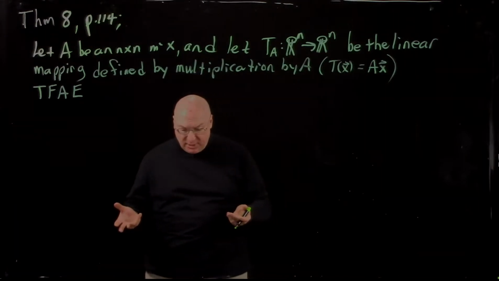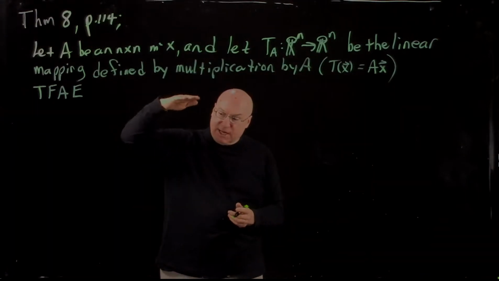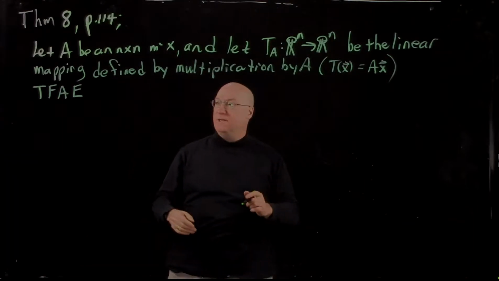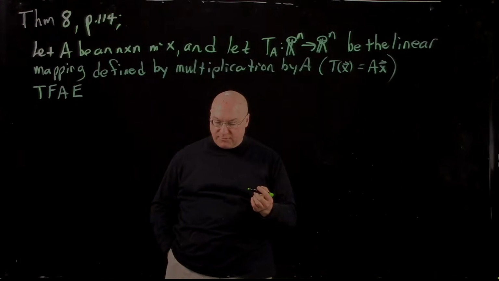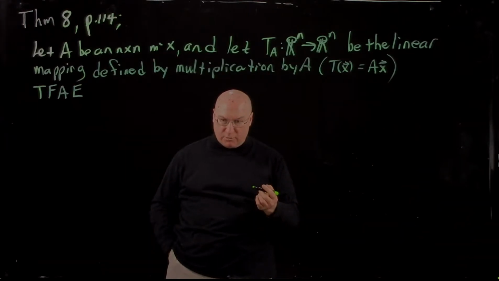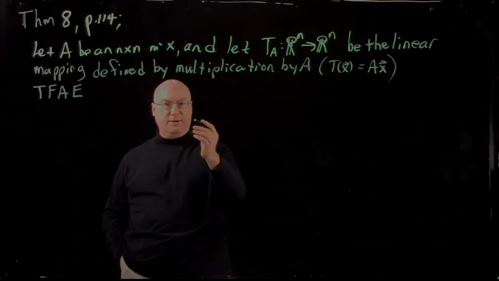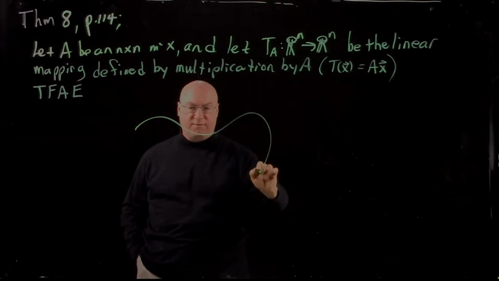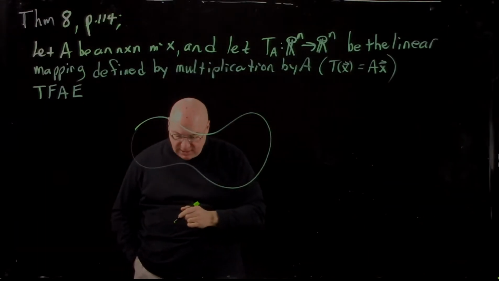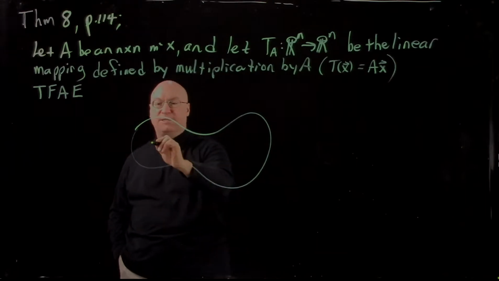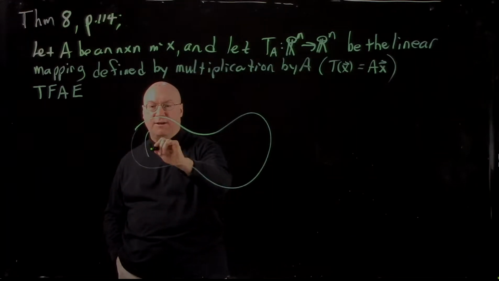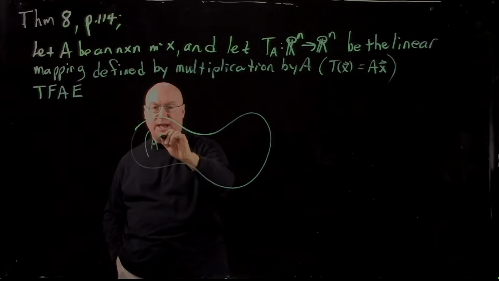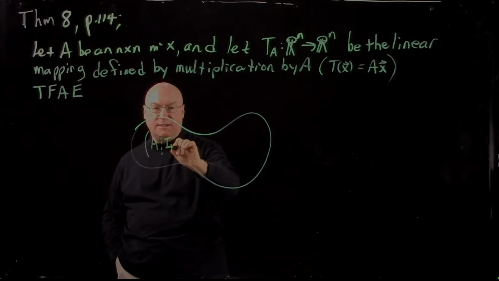Your text lays them out, but I want to have a little bit of fun and draw kind of a goggle-eyed alien, which is the mnemonic for remembering this. So here's what we're going to do. I'm going to draw kind of a funny pair of eyes. And what I'm going to put in the middle is the following: the augmented matrix [A | I sub n].